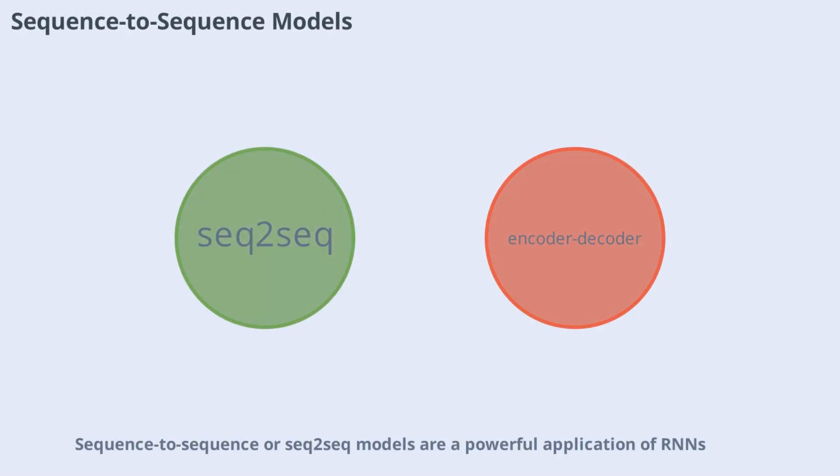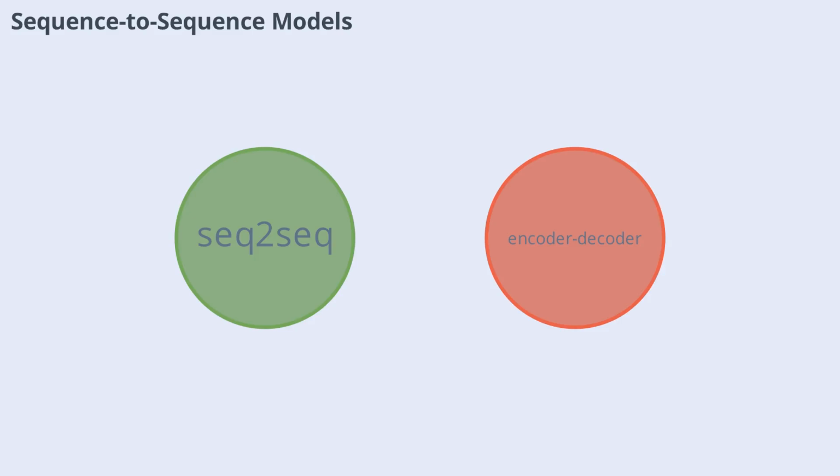Sequence-to-sequence, or seq-to-seq, models are a powerful application of RNNs. These models take an input sequence and generate an output sequence, which is essential for tasks like translation and summarization. Seq-to-seq models use two RNNs, an encoder to process the input and a decoder to generate the output. This architecture allows for flexible and effective handling of complex language tasks.